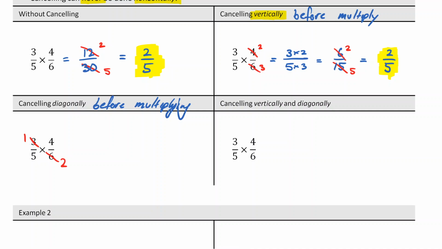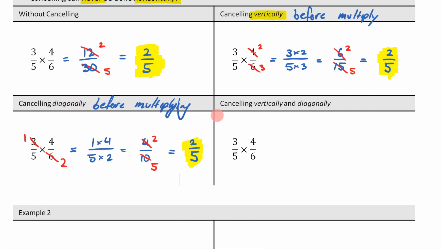So let's now answer this. So what we'll do now is I'll go 1 times 4 and 5 times 2, which is going to be 4 on 10. And as you can see there, I can't leave my answer like that. I need to simplify. Both of those are divisible by 2. I'm going to end up with 2/5. All right, and as you can see, once again, we get the same answer, 2/5.